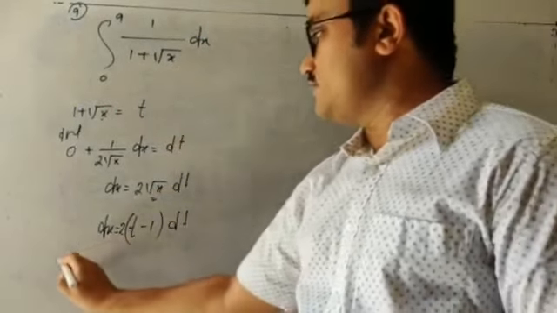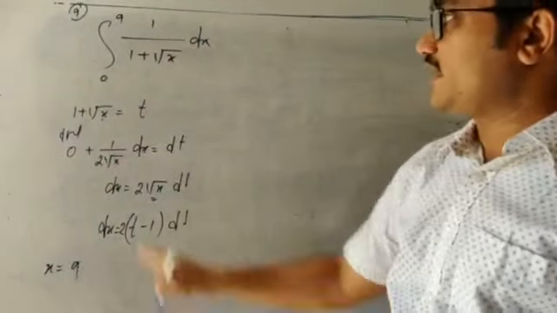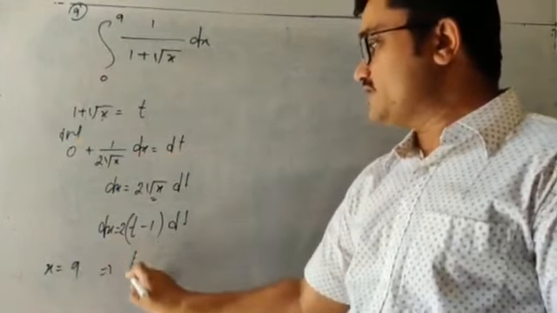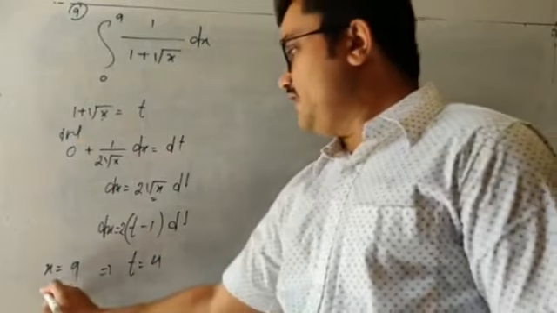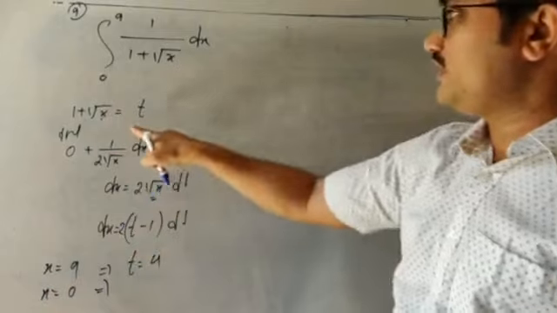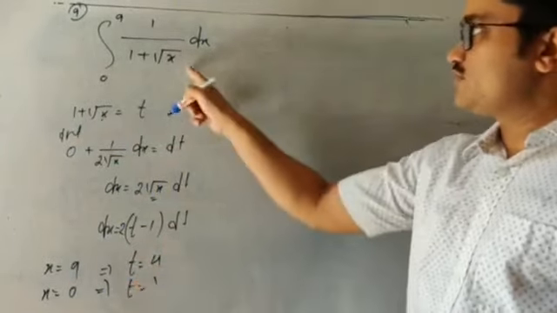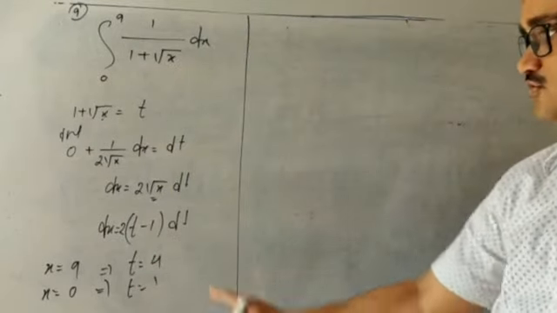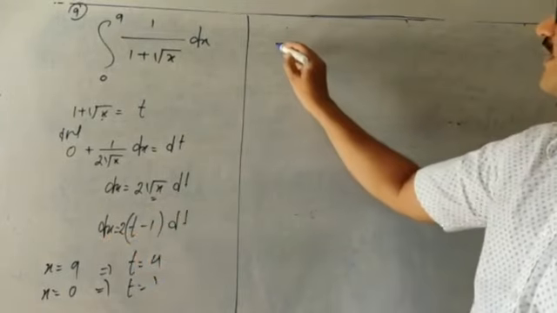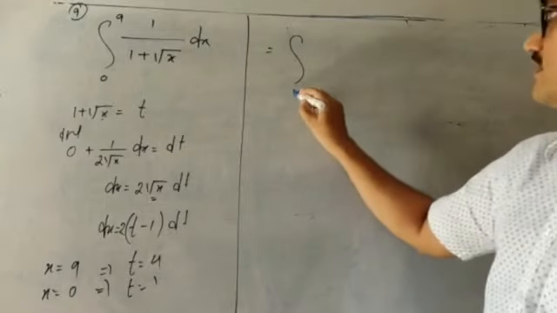There will be change in the limit also. So when x is 9, root 9 means 3, so it becomes t is 4. And when x is 0, the value of t is 1. So this question can be expressed using these changes now. Instead of dx, what will come is 2 into (t minus 1) dt. Instead of 9 there will be 4, instead of 0 there will be 1. So it is 1 to 4.